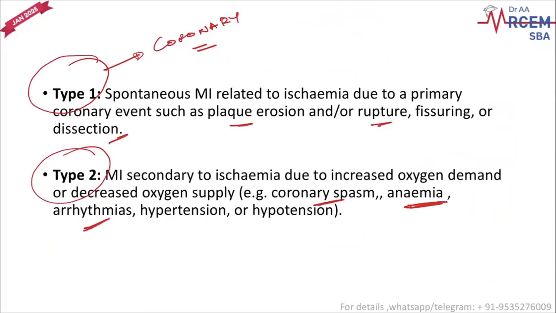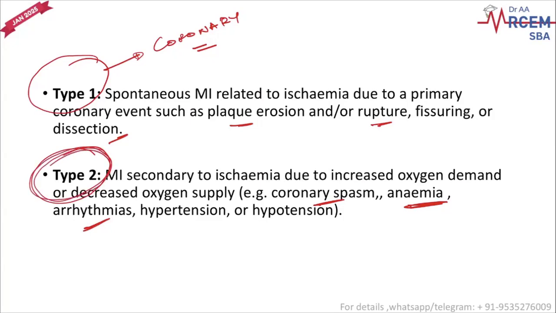Arrhythmias, where there is a compromise of the coronary blood supply or the demand is not met. Your heart is contracting very fast because of a tachyarrhythmia, for example. At that point of time, the oxygen demand of the heart muscle is quite high. If your coronary arteries are not able to meet the demand the myocardium is having, it will go under infarction or ischemia. Those are known as type 2.